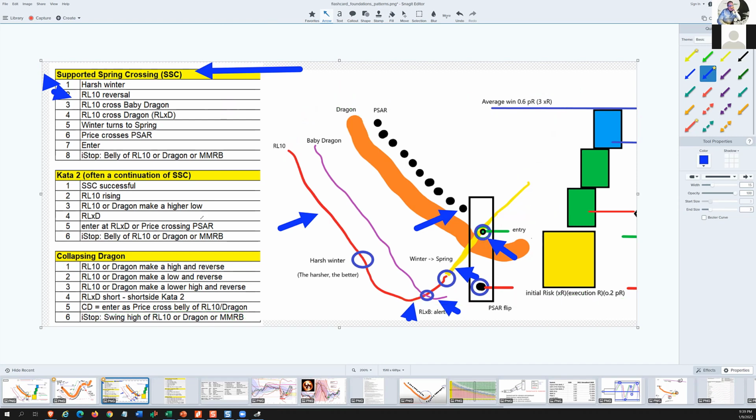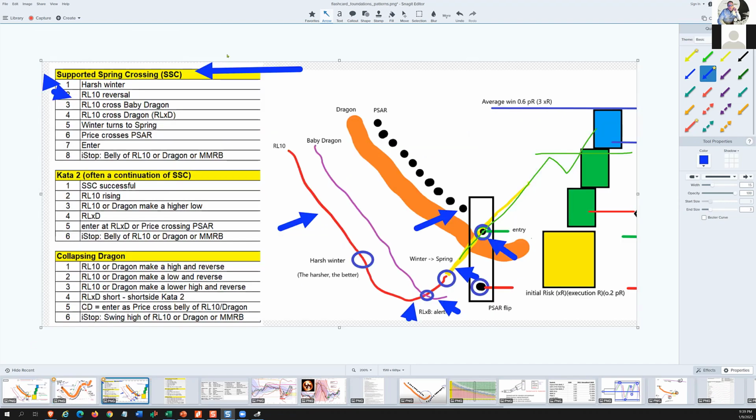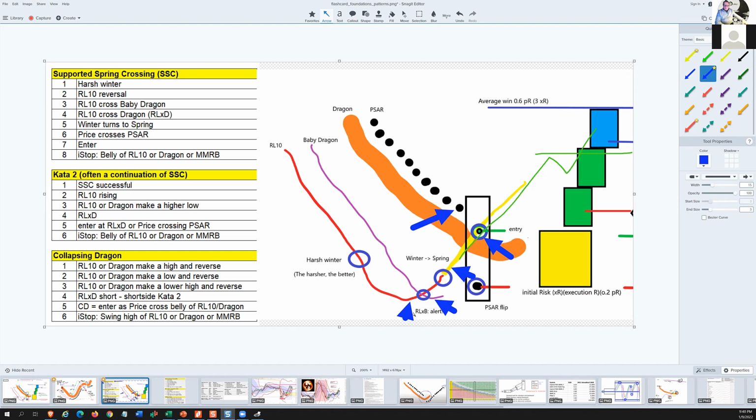And then the kata 2 is nothing more than this thing moves up, pulls down, crosses the dragon, and crosses up to the upside again, and bang, you're just on it once more, just like I showed in this one. It moves up, pulls back, crosses the dragon quickly again, and then you're on it for a kata 2. All right. So I offer that to you guys as a couple more flashcards to visualize these different patterns.